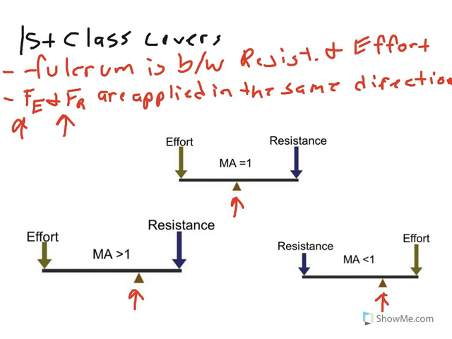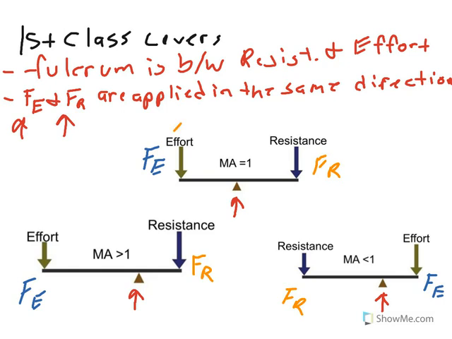As far as the effort force on each of these levers, my effort force is identified by the green arrow, and I'm writing the FE next to it because it stands for my force of effort. The resistance force is labeled as FR, and that stands for force of resistance. These hold true on all the different types of simple machines, not just on levers.